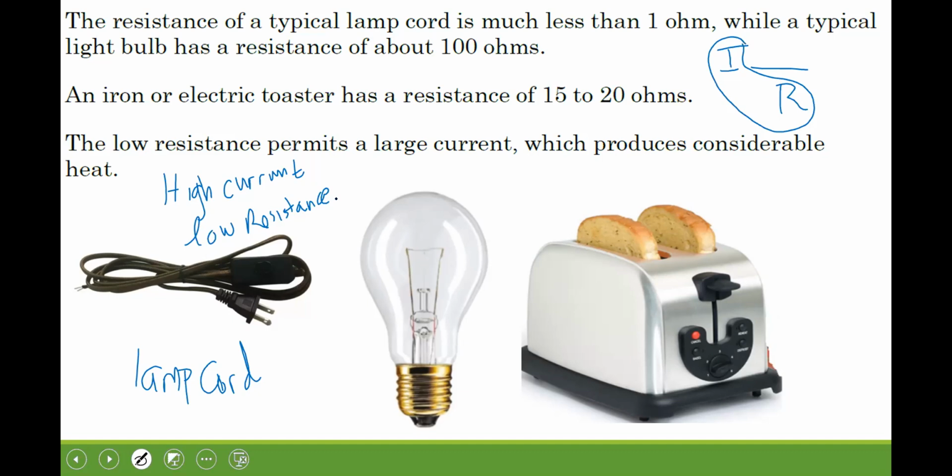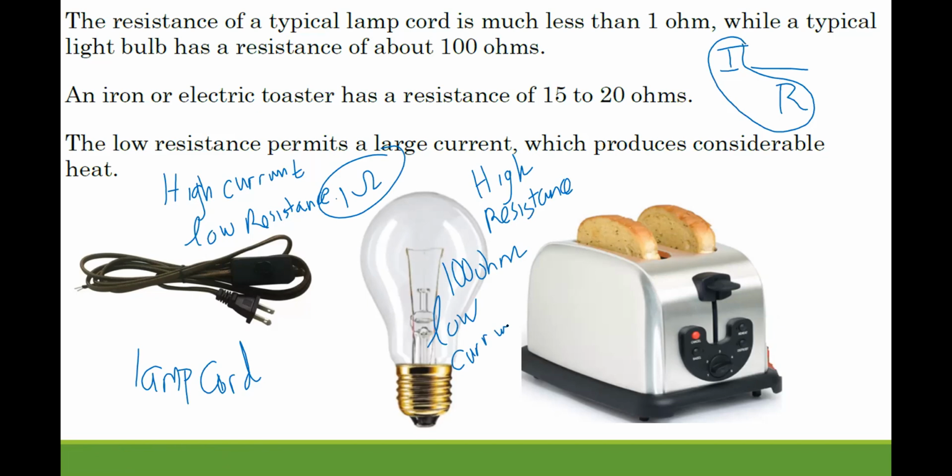But in the second picture, with the lamp, we have high resistance, which is 100 ohm. In the first one here, we have 1 ohm. Here we have 100 ohm. Since we have a high resistance, since we have 100 ohm, we have low current.